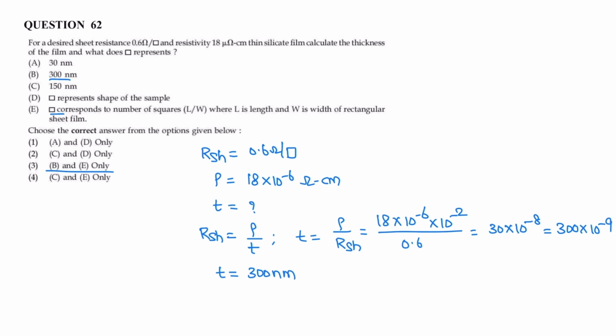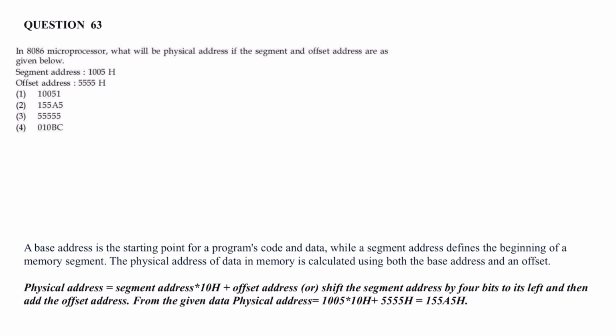Next question. In the 8086 microprocessor, what will be the physical address if the segment and offset address are given below? So the base address is a starting point of the program code and data, while a segment address defines the beginning of a memory segment.